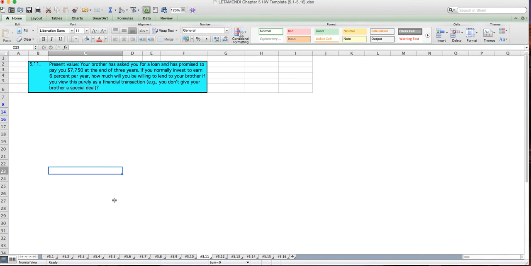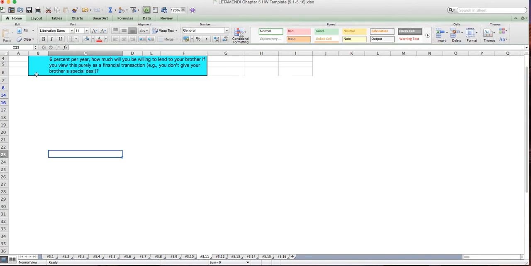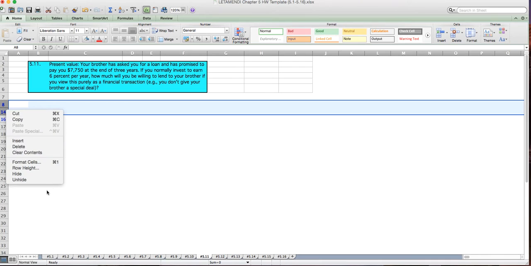And let's do 5.11 now. Present value. Your brother has asked you for a loan and has promised to pay you $7,750 at the end of 3 years. If you normally invest to earn 6% per year, how much will you be willing to lend your brother if you view this as purely a financial transaction? In other words, you don't give your brother a special deal for being your brother.